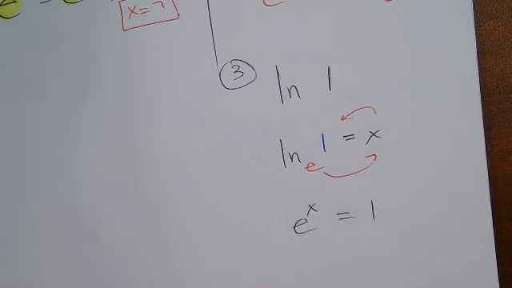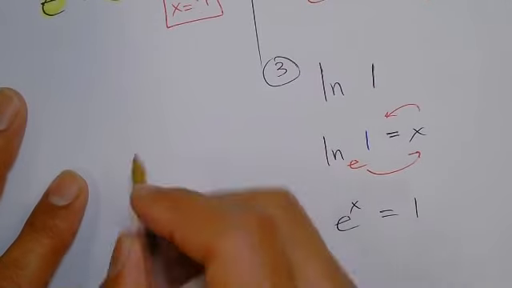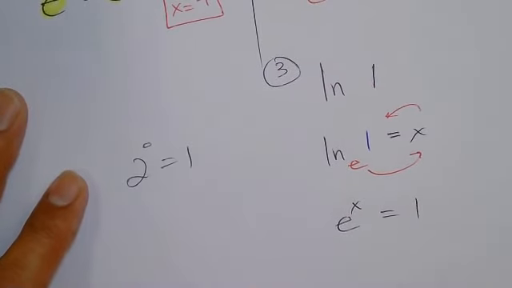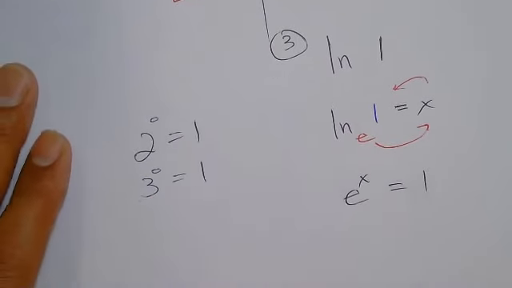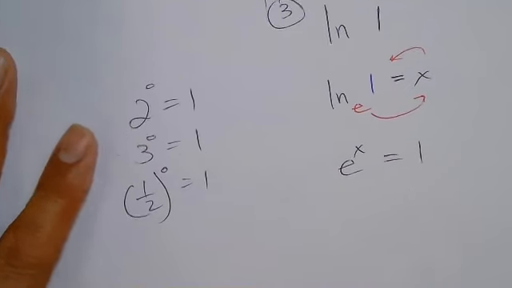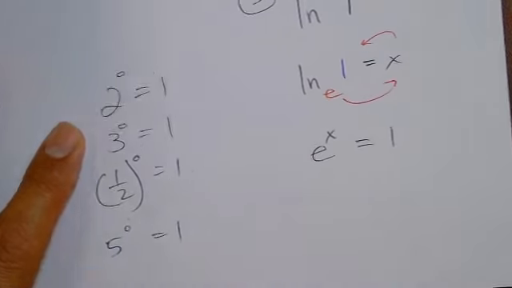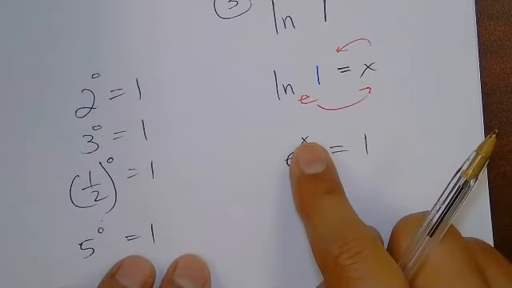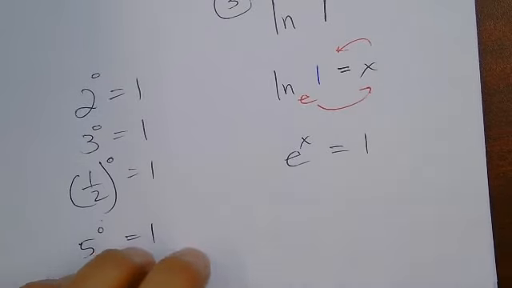So we're doing the same thing here. I'm changing this to exponential form. What is this going to say? e to what power gives me 1? This is a tricky one, right? Well, remember, anything to the power of 0 is 1. Any number, even a fraction, to the power of 0 is 1.